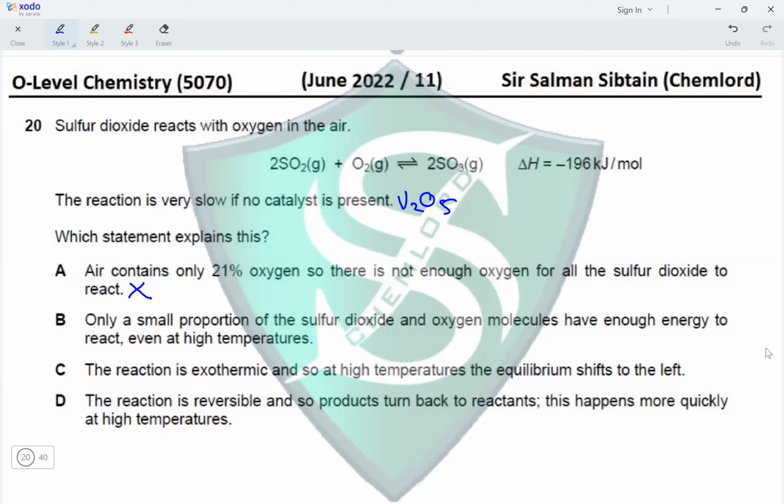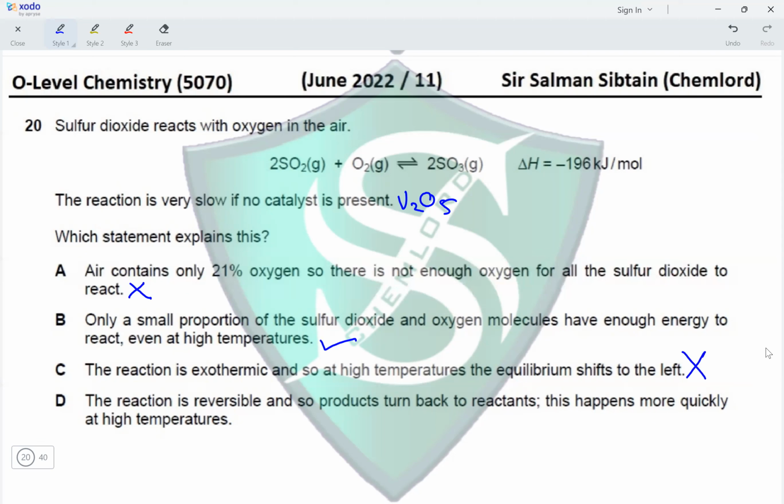B. Only a small proportion of the sulfur dioxide and oxygen molecules have enough energy to react even at high temperatures. Yes, this shows that the activation energy requirement is high. And activation energy requirement being high, the catalyst is required to lower it. So this is the correct option. C. The reaction is exothermic, and so at high temperature, the equilibrium shifts to the left. Okay, this does not make the reaction slow. It does shift to the left, but reaction being slow, the term is used for the forward reaction. So this does not apply to the forward reaction.